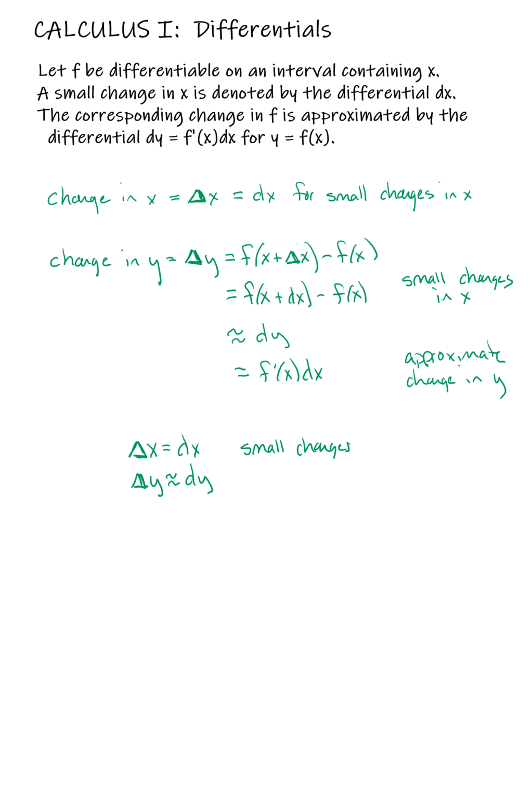Now, it turns out we can also consider limits here. If we take the limit as delta x goes to 0, meaning the changes in x are very small, take the limit of delta y over delta x, what we end up getting is dy over dx. This comes into play when we look at integrals.